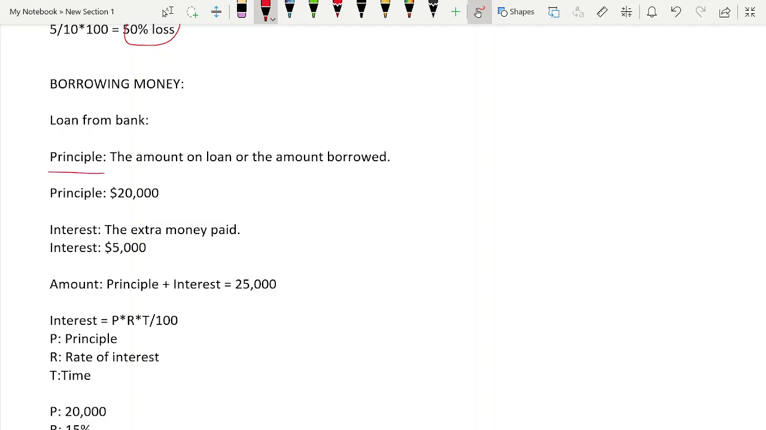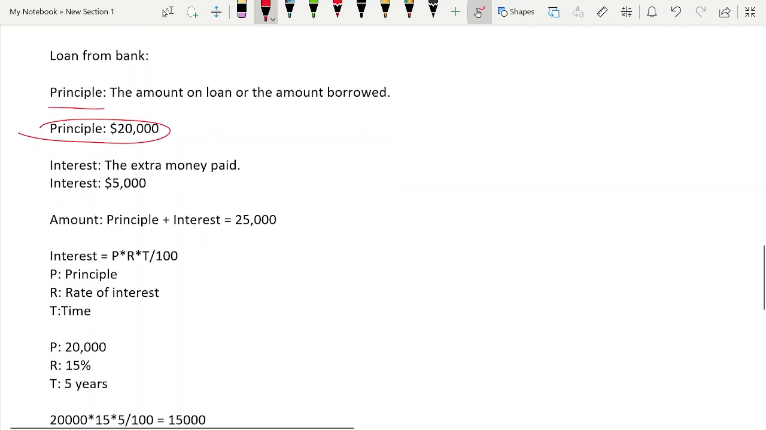And then, for example, in our example, let's take the principal as $20,000. Then our interest is the extra money paid. So the bank doesn't just give out the money for free and you can return it whenever you want. It takes interest on that so that the bank gets some money to eat as well. So you've got $5,000 of extra money paid. That's our interest for the bank.